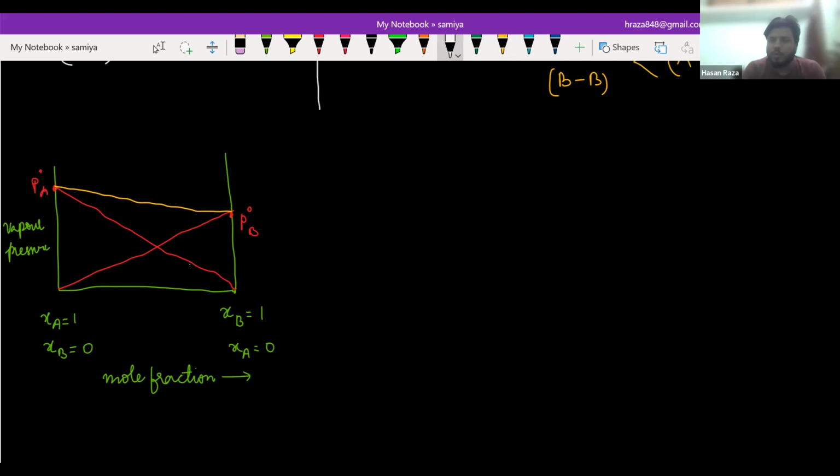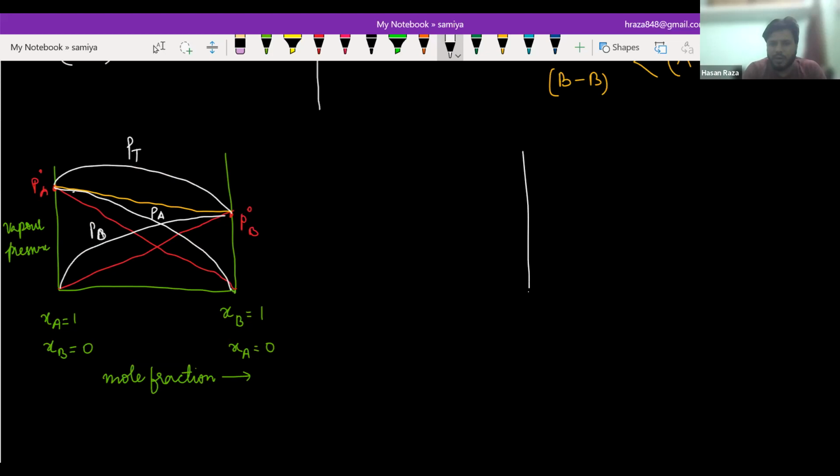Now, when we talk about positive deviation, that means this will have more vapor pressure. This will have more vapor pressure, that's why the total vapor pressure will also be more, so it will be upward, positive. So this is PT, this is PA, this is PB. This graph is for positive deviation.